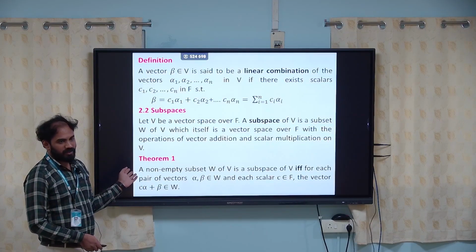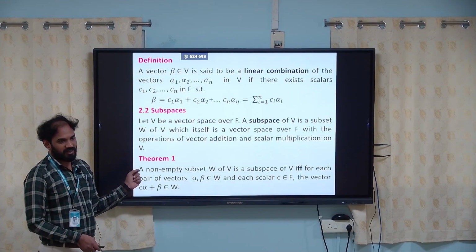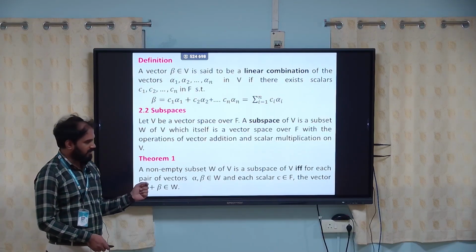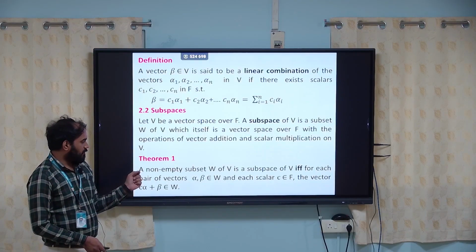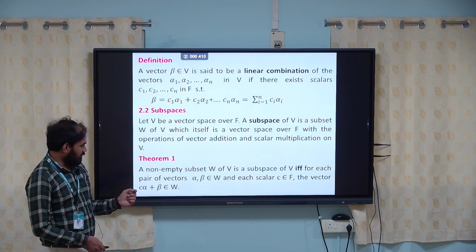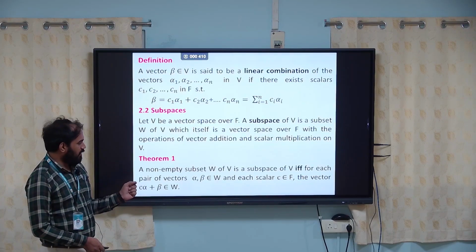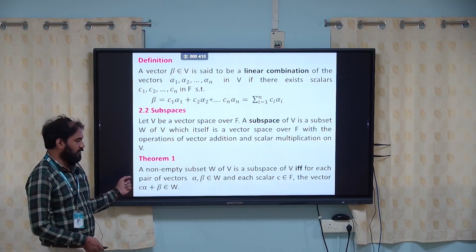Then the next important theorem, a very important and crucial result in checking the condition for subspaces. The condition is: a non-empty subset W of V is a subspace of V if and only if for each pair of vectors alpha, beta belonging to W and each scalar C belonging to the field, the vector C alpha plus beta belongs to W.